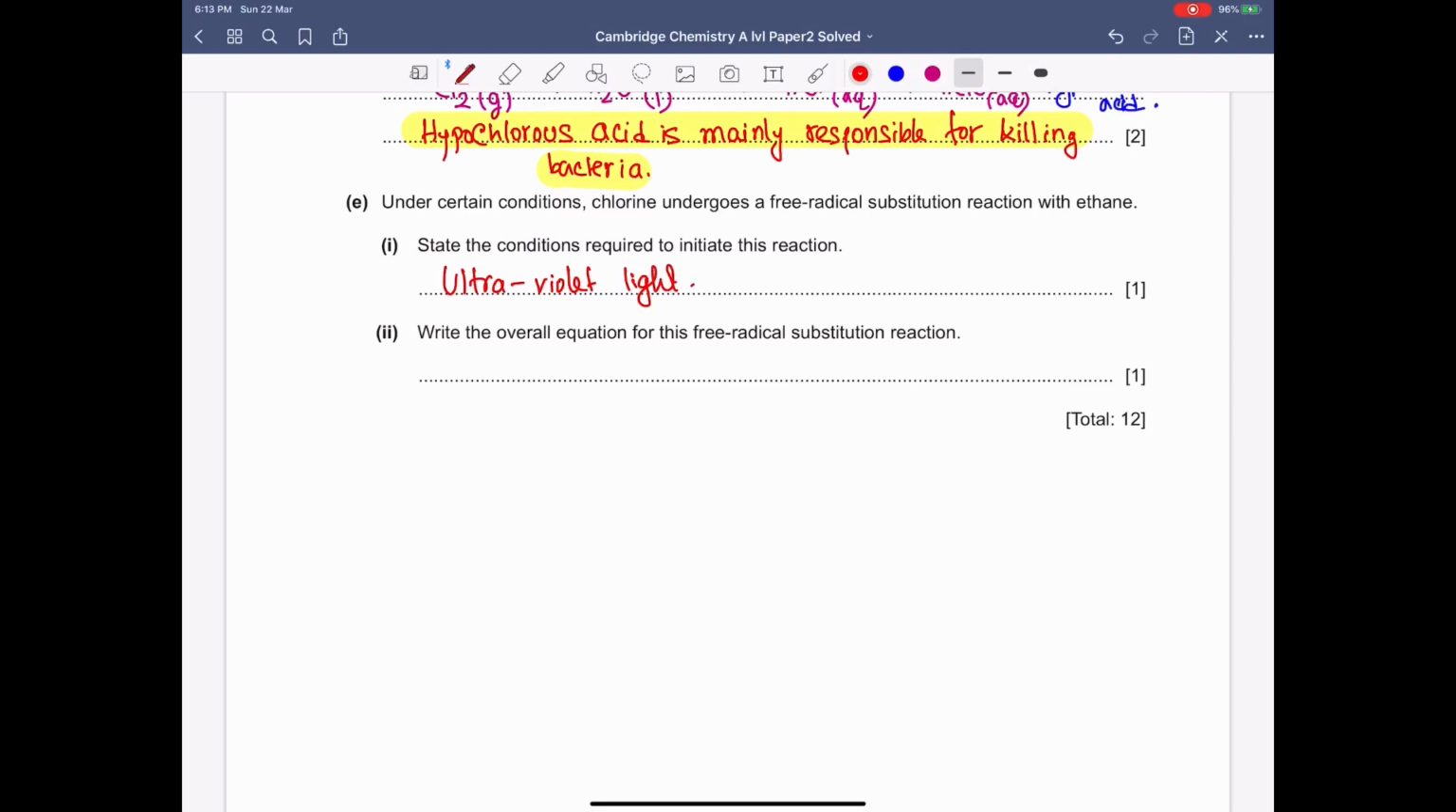Write the overall equation for this free radical substitution reaction. So first of all, ethane is C2H6 reacting with chlorine to produce C2H5Cl and HCl. Well, this is just the overall equation. If they are asking for the mechanism, then you would have to show the entire mechanism.